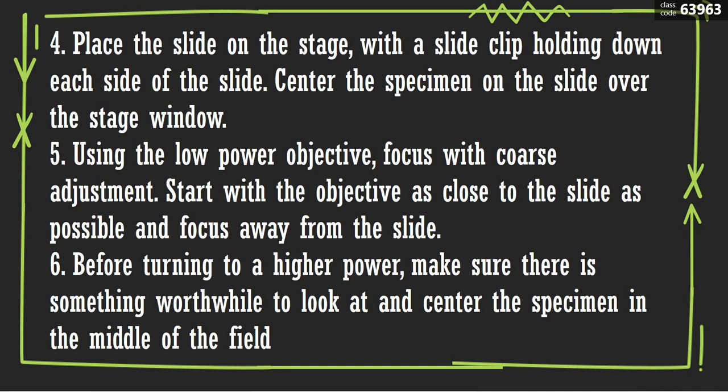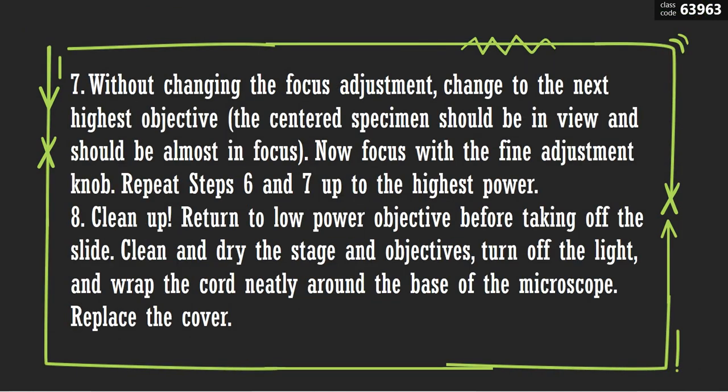Before turning to a higher power, make sure there is something worthwhile to look at and center the specimen in the middle of the field of view. Without changing the focus adjustment, change to the next highest objective. The centered specimen should be in view and almost in focus. Now, focus with the fine adjustment knob. Repeat steps 6 and 7 up to the highest power.